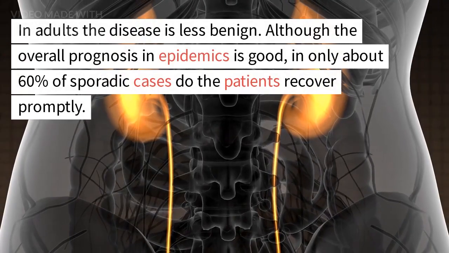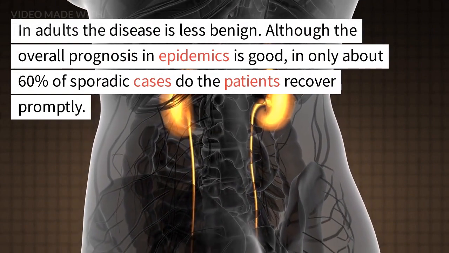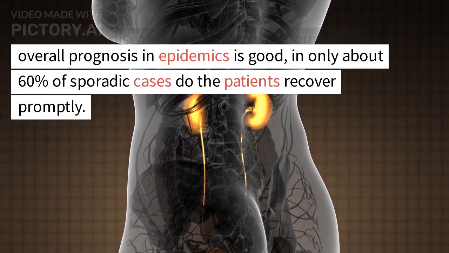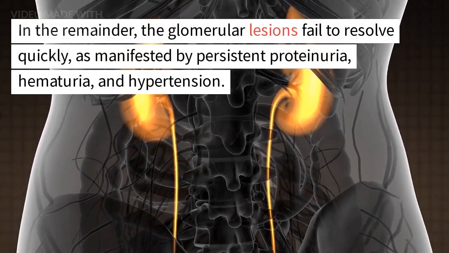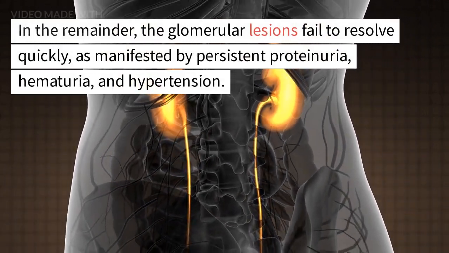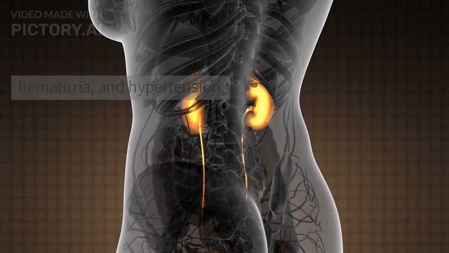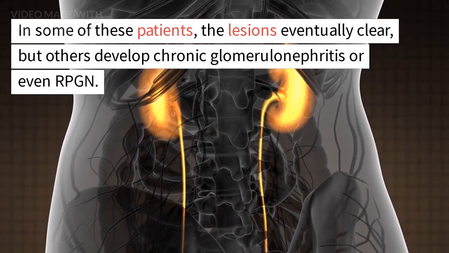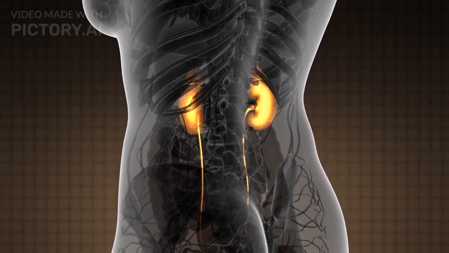In adults, the disease is less benign. Although the overall prognosis in epidemics is good, in only about 60% of sporadic cases do the patients recover promptly. In the remainder, the glomerular lesions fail to resolve quickly, as manifested by persistent proteinuria, hematuria, and hypertension. In some of these patients, the lesions eventually clear, but others develop chronic glomerulonephritis or even RPGN.